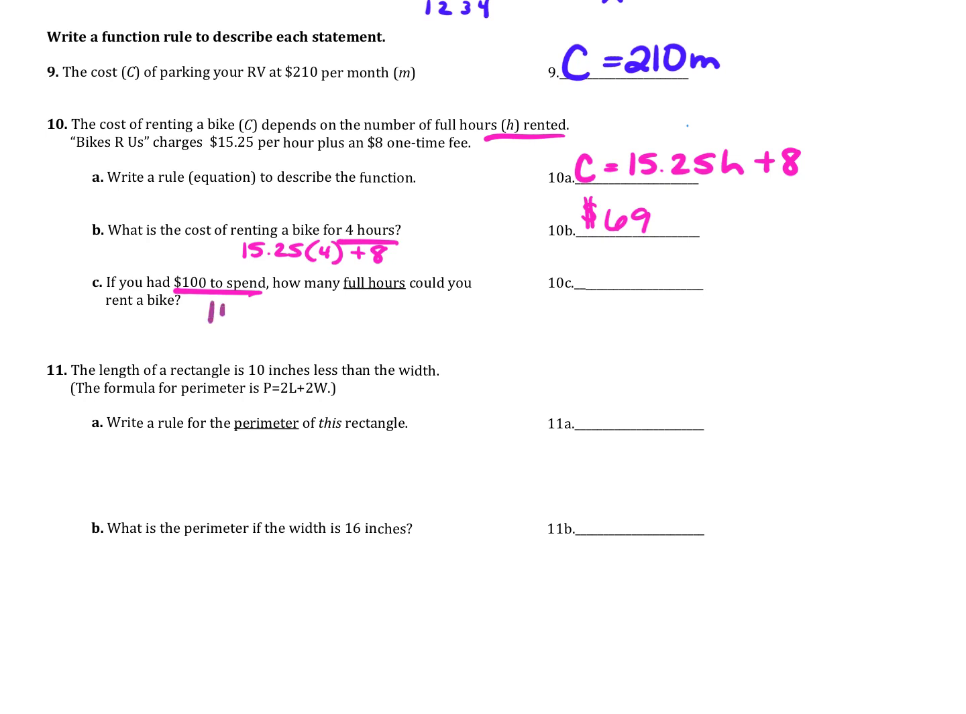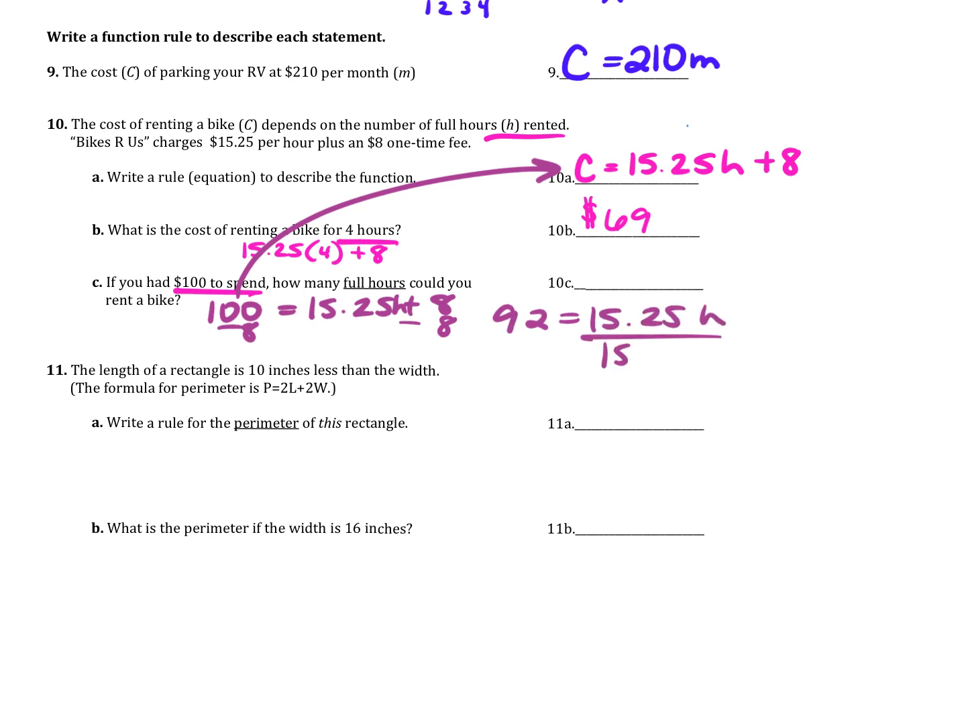Here's the deal. It's essentially saying the cost equals 15.25 times H plus 8. So take away 8 and you get 92 equals 15.25H, and then divide by 15.25. So 92 divided by 15.25 is 6.032. The question was, how many full hours? So it's just 6 hours, right?